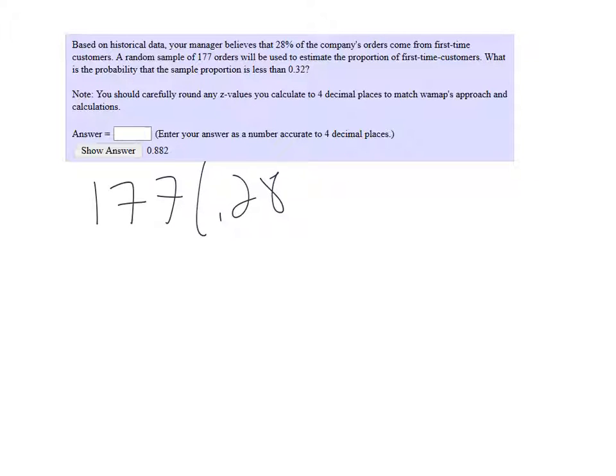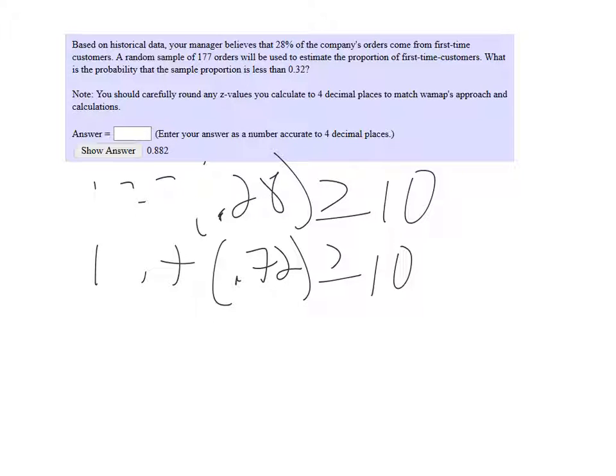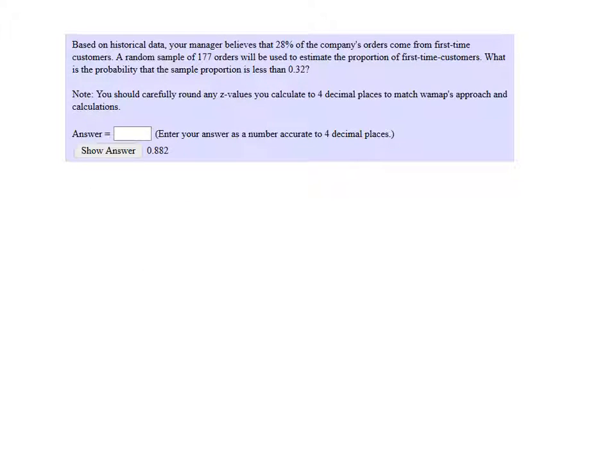177 times 0.28 is greater than 10. Well, I'm pretty sure it is. I know 10% of 177 is about 17, so at 28% I'm golden there. Then the same thing for the converse: 0.72 times 177 is also greater than 10. So it looks like the central limit theorem does apply, and I can use the normal solution here.